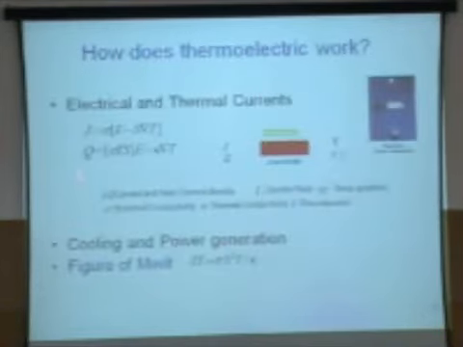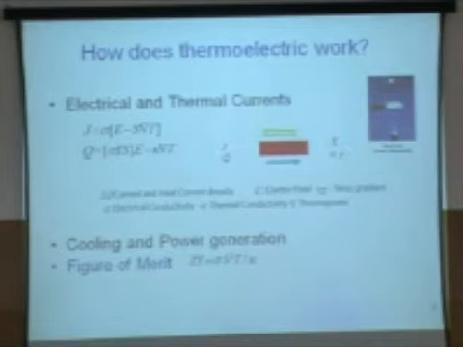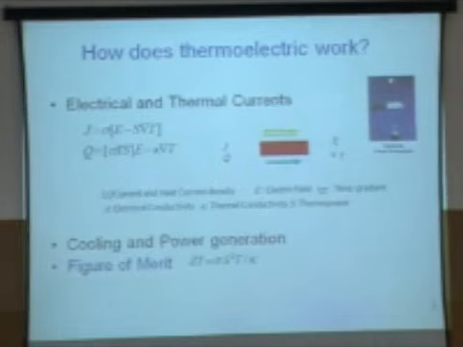So a little bit of basic physics here. Think of this little red element as a thermoelectric element, and I apply an electric field or a potential gradient, delta V, or a temperature gradient. Then I have an electrical current, which I call J, and a heat current I call Q. And so there is some exchange of currents back and forth.